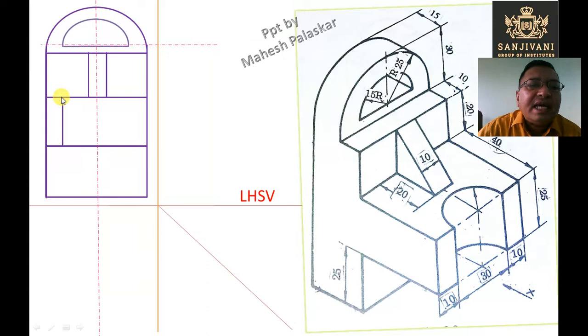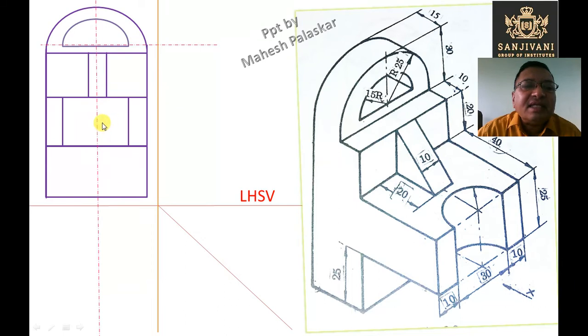Now one more line is drawn. So what is this line? This line is nothing but the front view of this edge. Similarly the front view of this edge is this line. Okay, so this distance is of course 10 mm, given here 10 mm. This distance is also 10 mm. Or from the center line you will find that this distance is 15 mm.